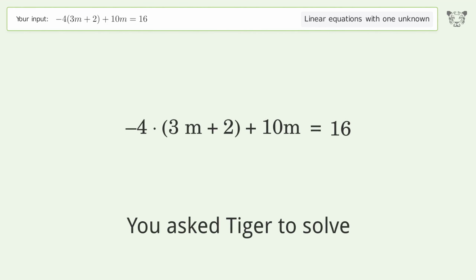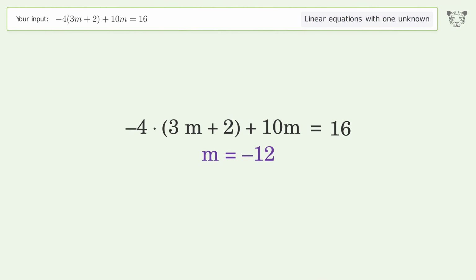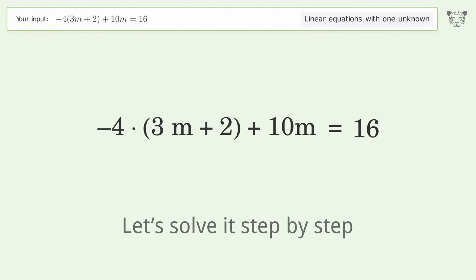You ask Tiger to solve. This deals with linear equations with one unknown. The final result is m equals -12. Let's solve it step by step.